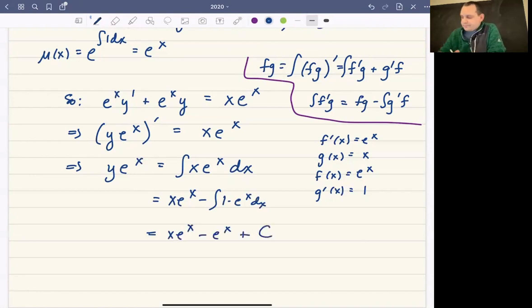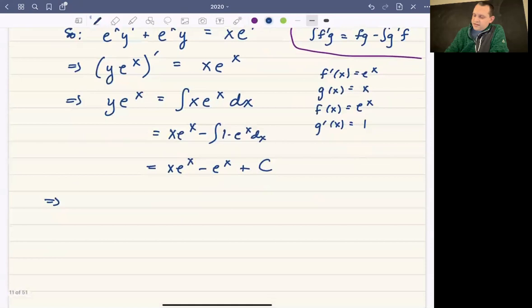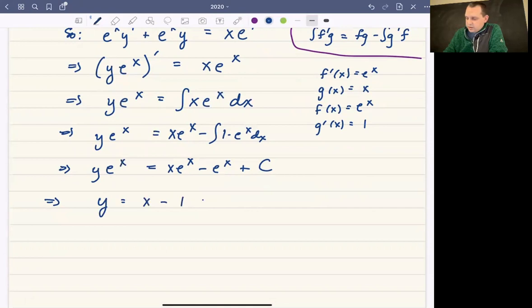All right. So this tells us that, remember, these are all expressions for y times e to the x, so that means that y is equal to x minus 1 plus c over e to the x.